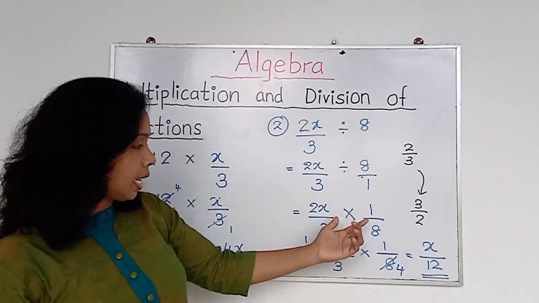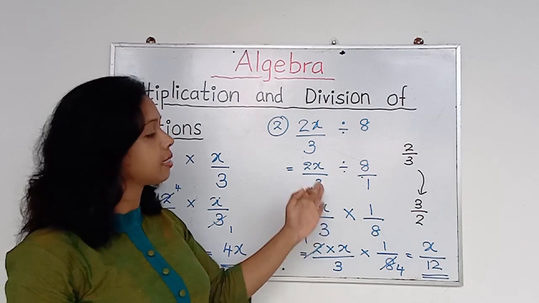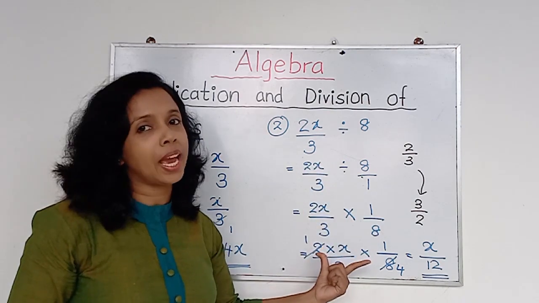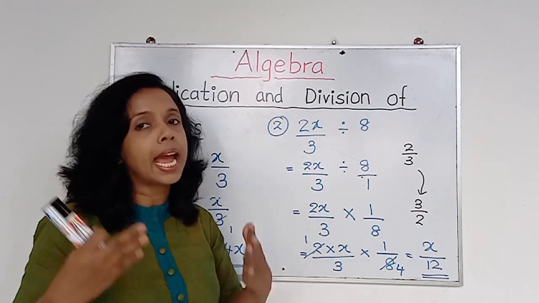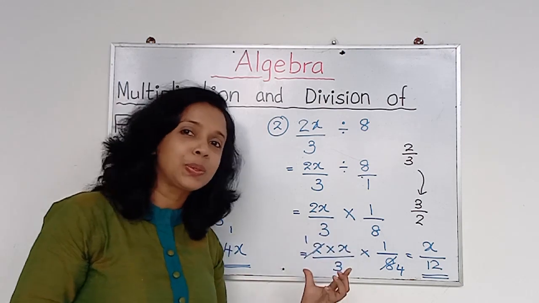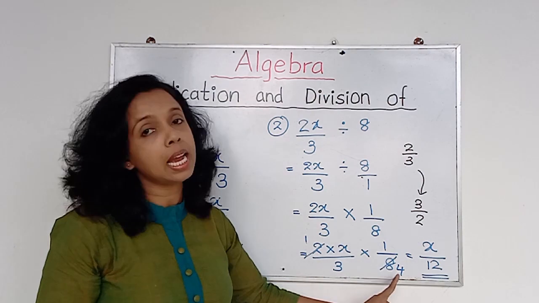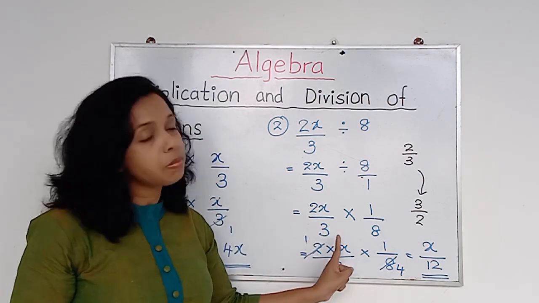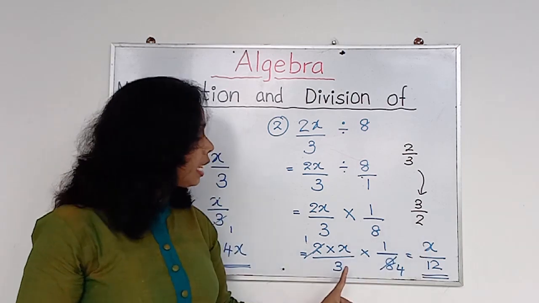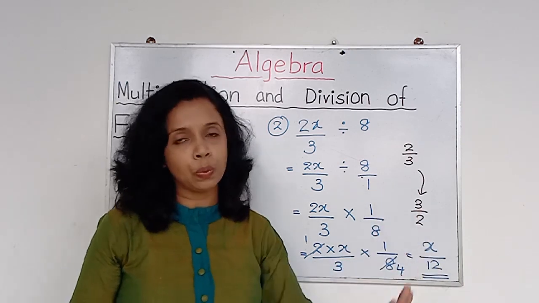Looking at this, it seems you cannot simplify it further because here it is 2x and here it is 8. Then what I did, I expanded this 2x to show you that you can simplify this further. 2x after expanding is 2 times x, right? Then 2 times 1, then 2 times 4, then 1 times x, x times 1, again x. Then 3 times 4, it is 12. So, the answer is x over 12.